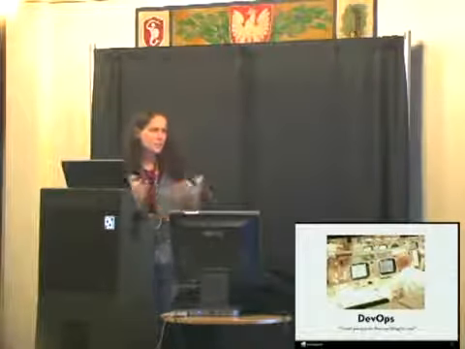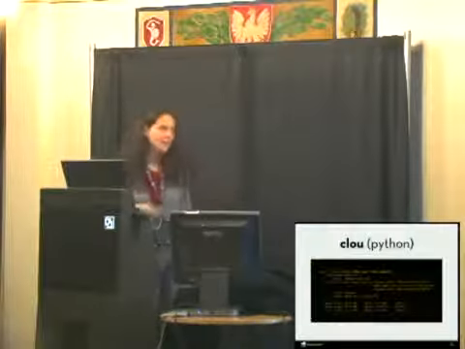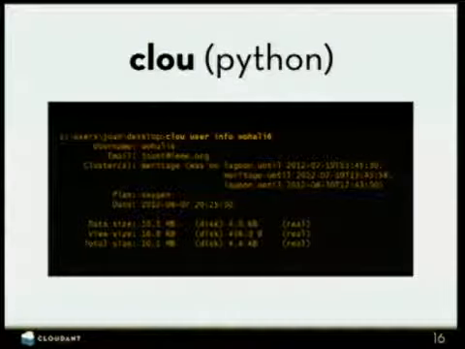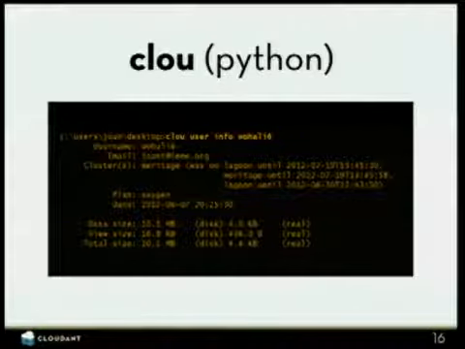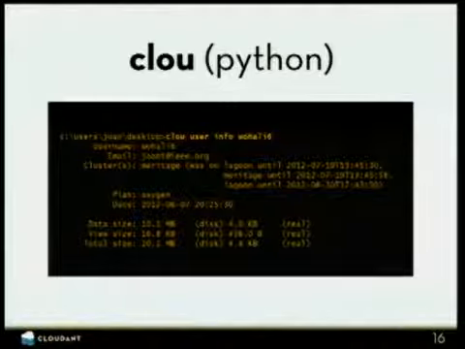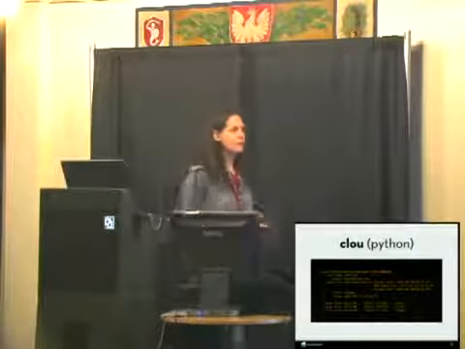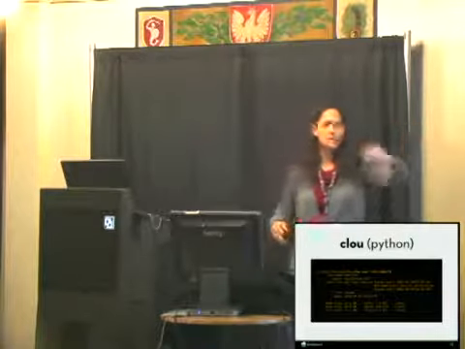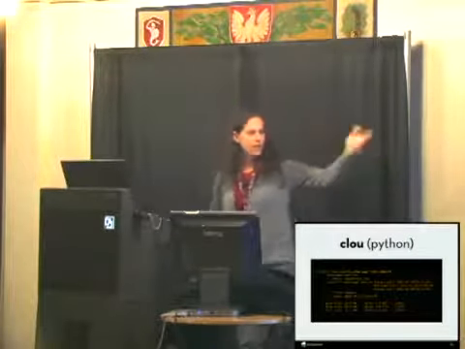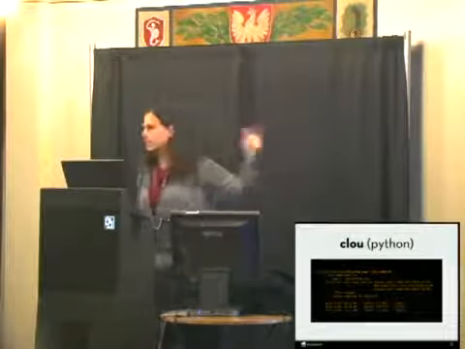And eventually, you start building this up and aggregating it into scripts that you run. So we have an internal tool we've written called Clue, which is the Cloudant command line utility. And it has your standard command line interface. So you can say things like clue user info and give it a username. And you'll get back things like the username, their email address, what cluster they're on.